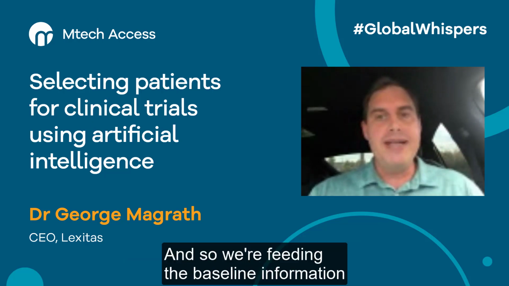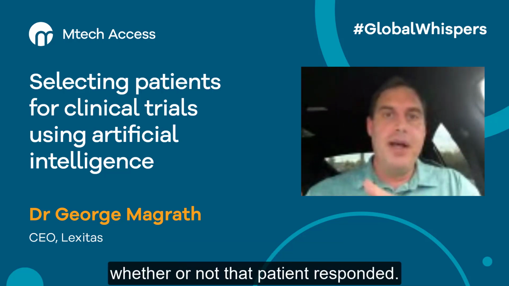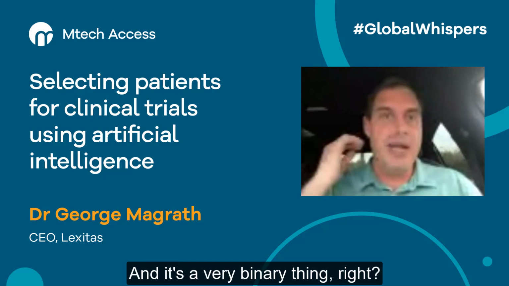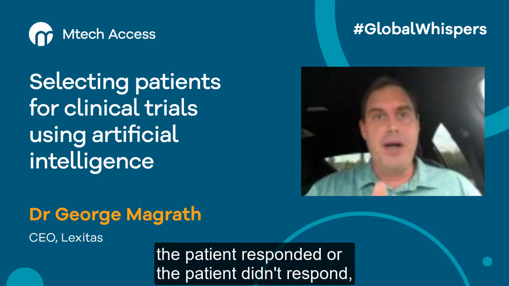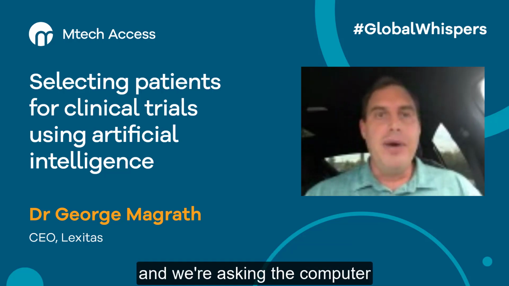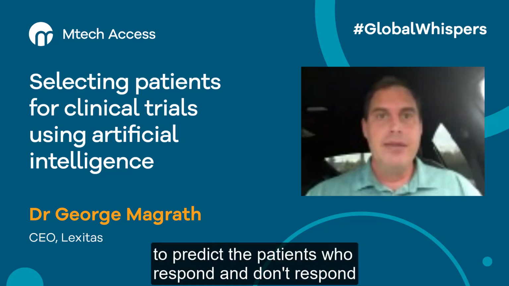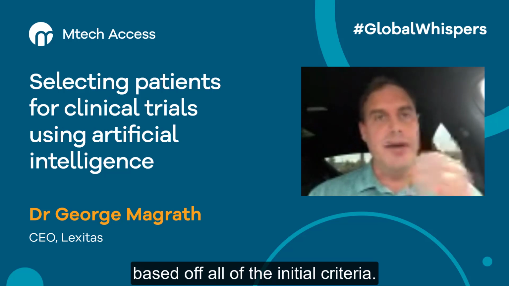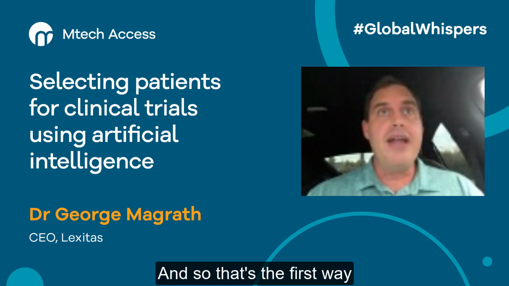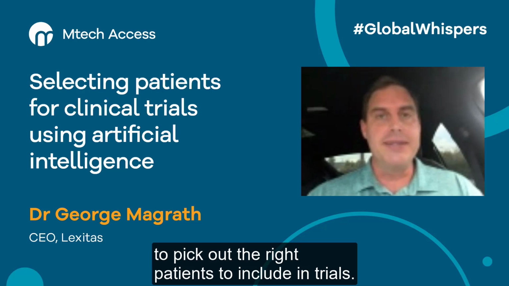And so we're feeding the baseline information into the computer, and then we're also feeding in whether or not that patient responded. And it's a very binary thing, right? We literally are just telling the computer the patient responded or the patient didn't respond, and we're asking the computer if it can develop an algorithm to predict the patients who respond and don't respond based off all of the initial criteria. And so that's the first way that we're using artificial intelligence, is to try our best to pick out the right patients to include in trials.